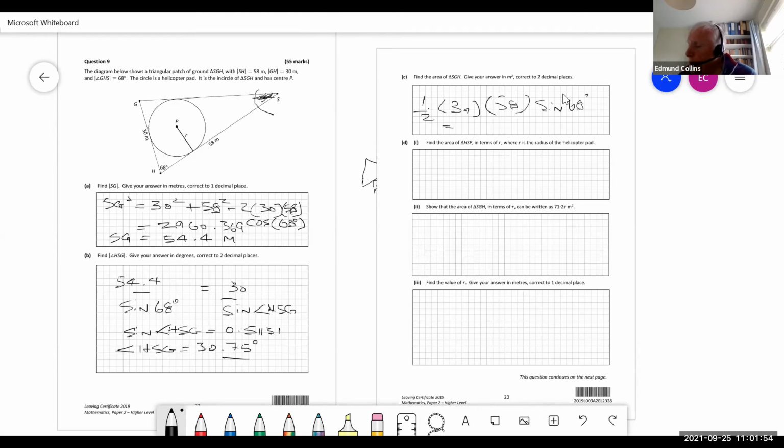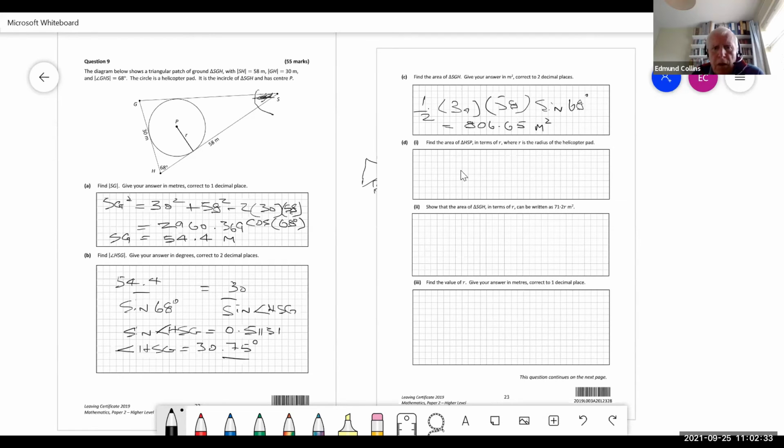And that works out at 806.65 meters squared to 2 decimal places. So again, something you'd be familiar with from your tables, that formula for the area of the triangle. Just pick the right one on the right sides and the angle, and you have that quite quickly.